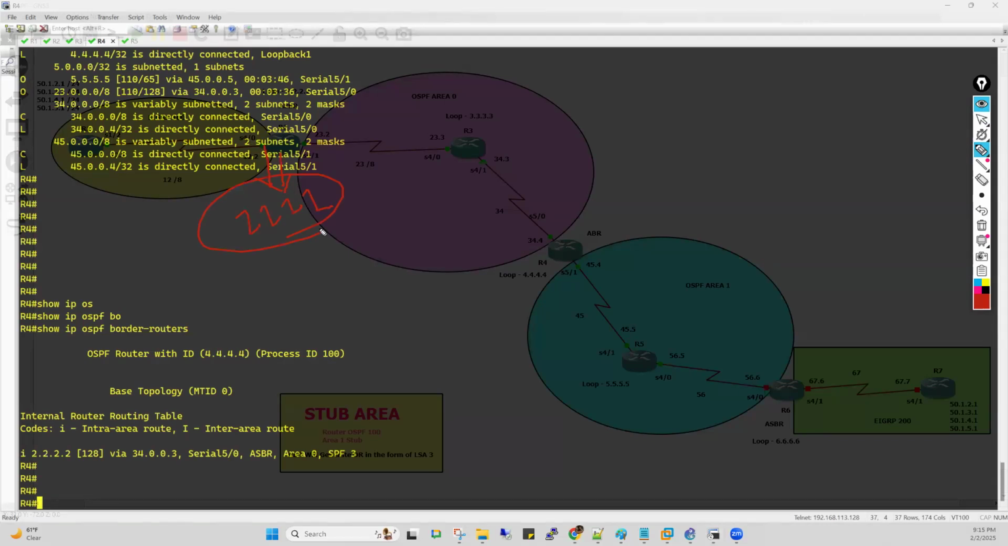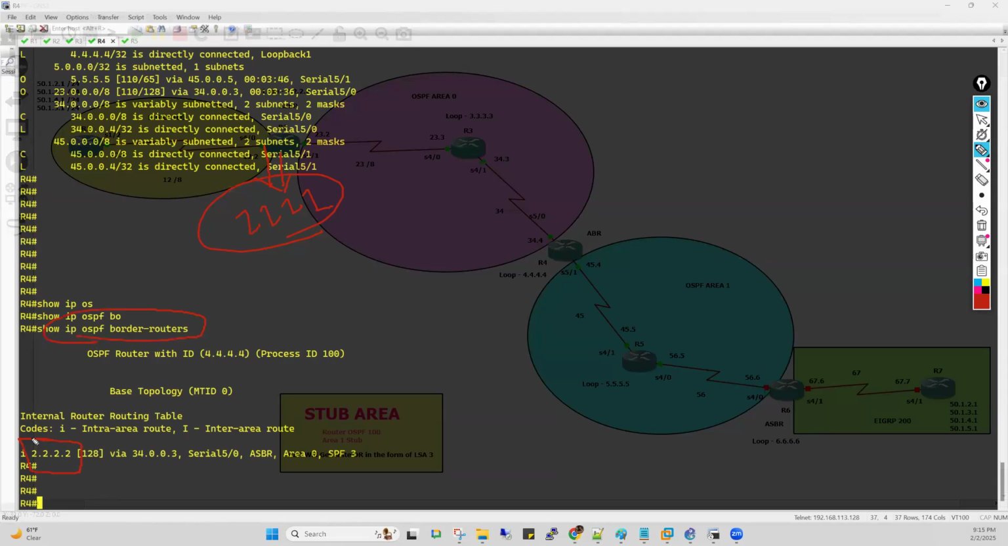Yes or no? Okay. Who is ASBR in your network? 2.2.2.2 is your ASBR in your network. And when I write the command show IP OSPF border router, do you get this information? Yes or no? Yes, sir. If no, it means R4 doesn't know the ASBR.